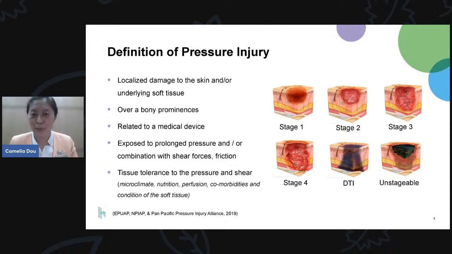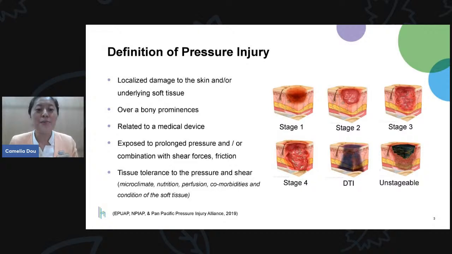So what is pressure injury? Definitely it's related to pressure. It's a localized damage to the skin or underlying soft tissue, over bony prominences. A lot of times, some patients develop skin injury over the pelvic region, maybe just near the perianal site, but it's not over a bony prominence, so it's not considered a pressure injury. It must be localized damage over bony prominences. Also, it sometimes can be related to medical devices, as we use in patients on NG tube or urinary catheter, where there is pressure contact with the mucosa layer, or even an ETT or nasal prong.